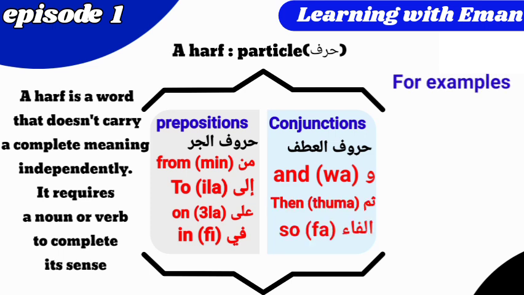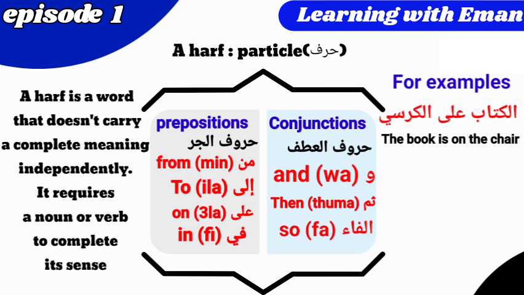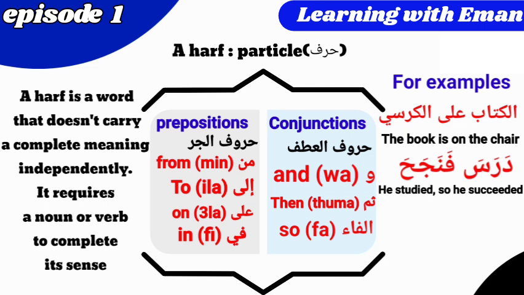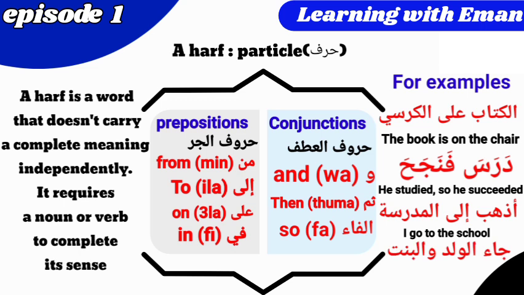For examples, الكتاب على الكرسي, which means the book is on the chair. درس فنجح, which means he studied so he succeeded, indicates causation or quick succession. أذهب إلى المدرسة, which means I go to school. جاء الولد والبنت, which means the boy and girl came.